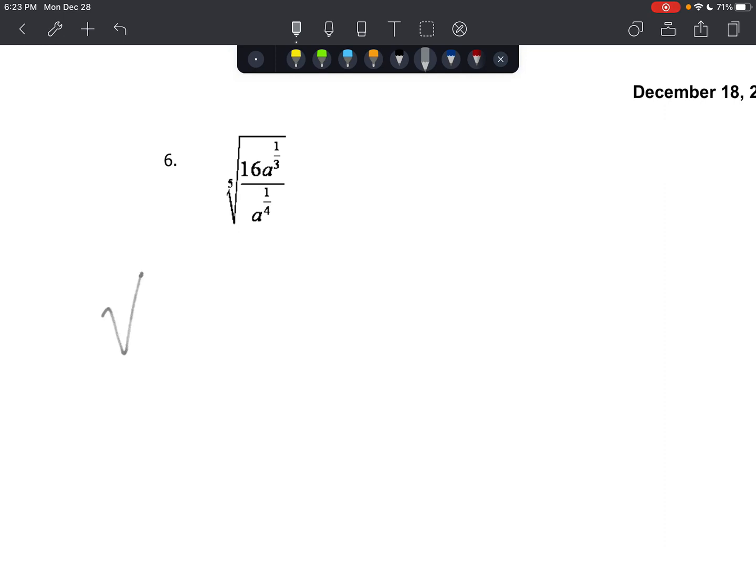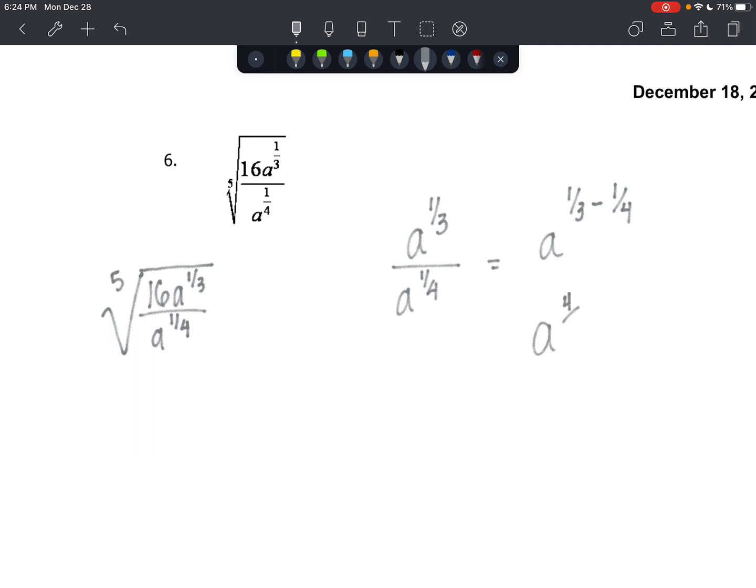This one would be the 5th root of 16, and then we've got a to the 1/3 over a to the 1/4. Now, a to the 1/3 divided by a to the 1/4, we're going to retain that base and subtract the exponents. So 1/3 minus 1/4 is 4/12 minus 3/12. You will get better at fractions the more you work with them. So this will be the 5th root of 16 a to the 1/12 power.